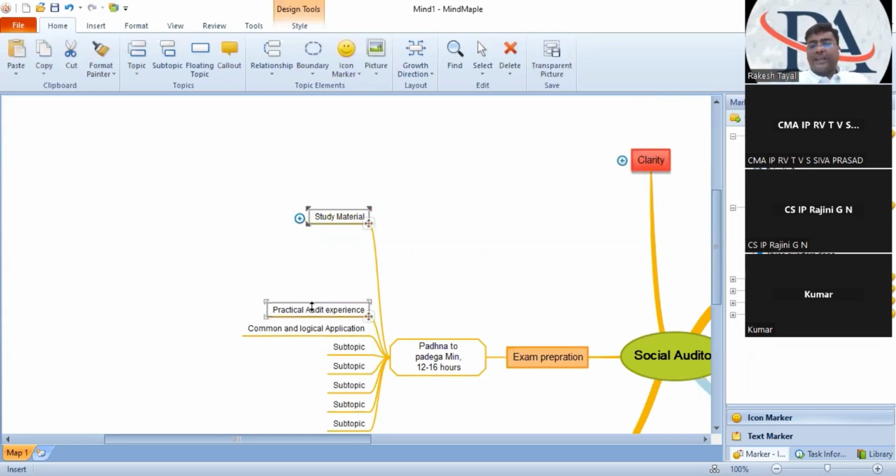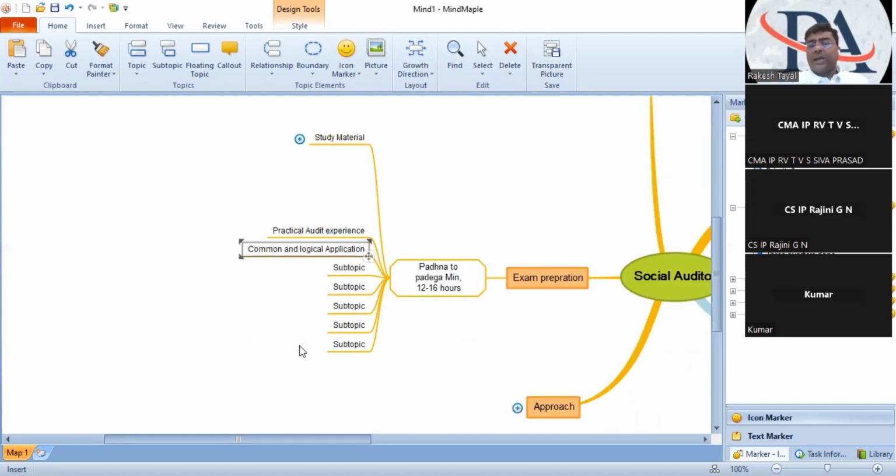Then your practical audit experience will come into the picture while giving the exam, because you cannot mug up everything. You can just take a sense of what is going on, and apply common and logical thinking on the MCQs, like the elimination technique: what is possible, what is not possible, this was in it so this is wrong, this will be right. So that is the common logical application. You have to question and attempt the questions on this.